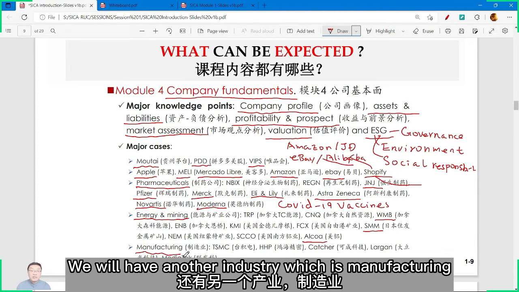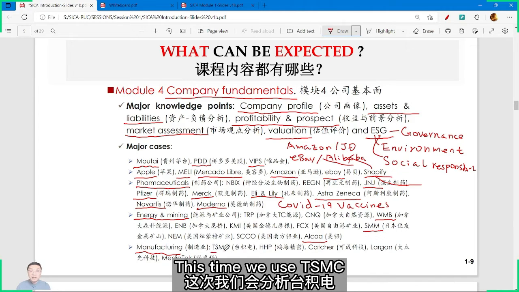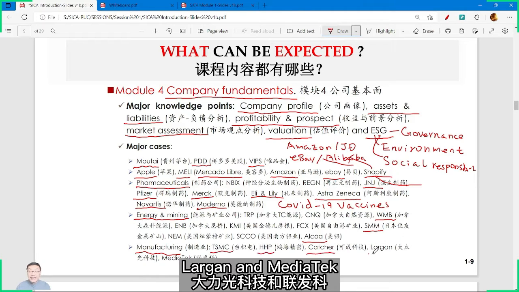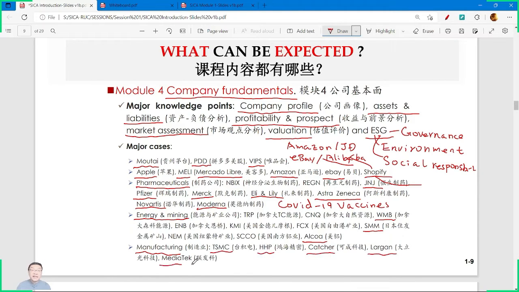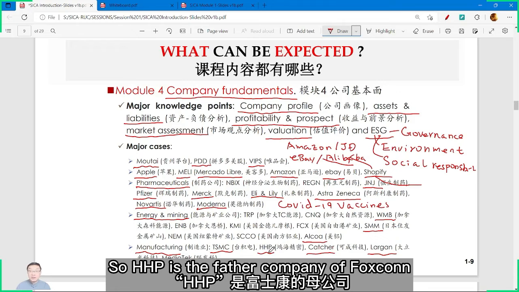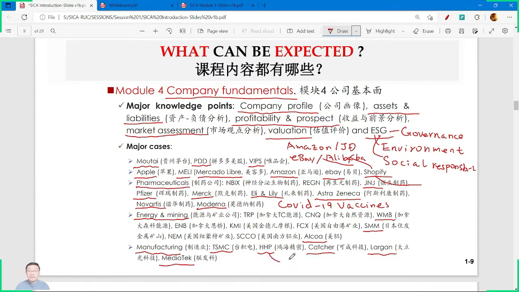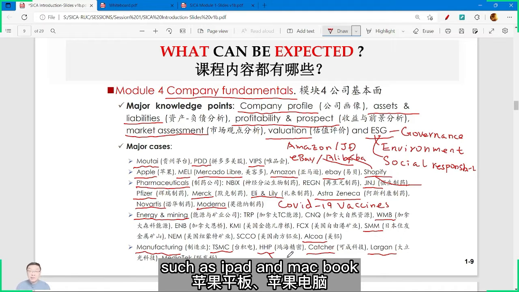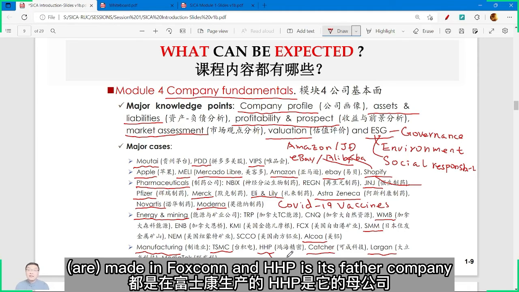We will have another industry, which is manufacturing. This time we use TSMC, HHP, Catcher, Logan, and MediaTek. So HHP is the father company of Foxconn. Most of the products of Apple's, such as iPhone, iPad, and MacBook, are made in Foxconn. And HHP is its father company.